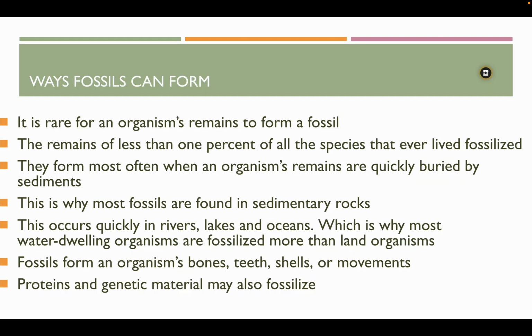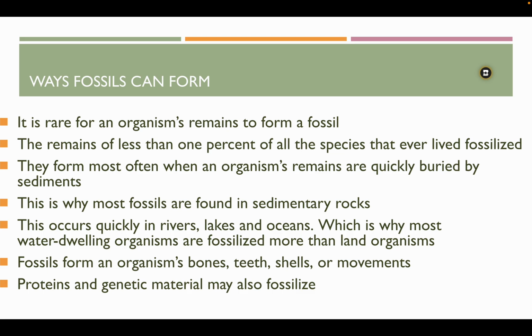But first, let's talk about how fossils form. It is absolutely rare for an organism's remains to actually form a fossil. This is because fossils don't necessarily have to form. There are so many factors that can affect the skeleton, the bones, any of those trace remains that can wipe away the fossil before it can even get to that preservation part. The remains of less than 1% of all species that have ever lived become fossils. They form most often when an organism's remains are quickly buried by sediments.